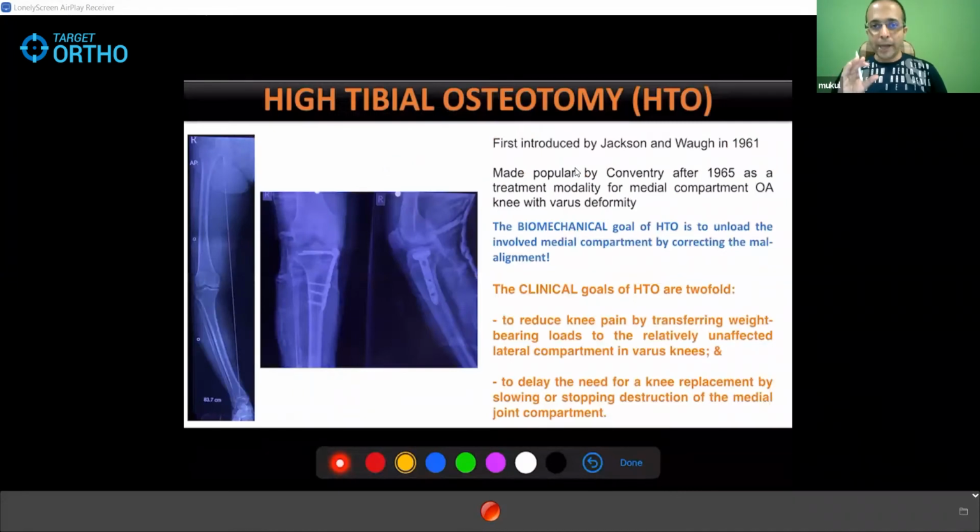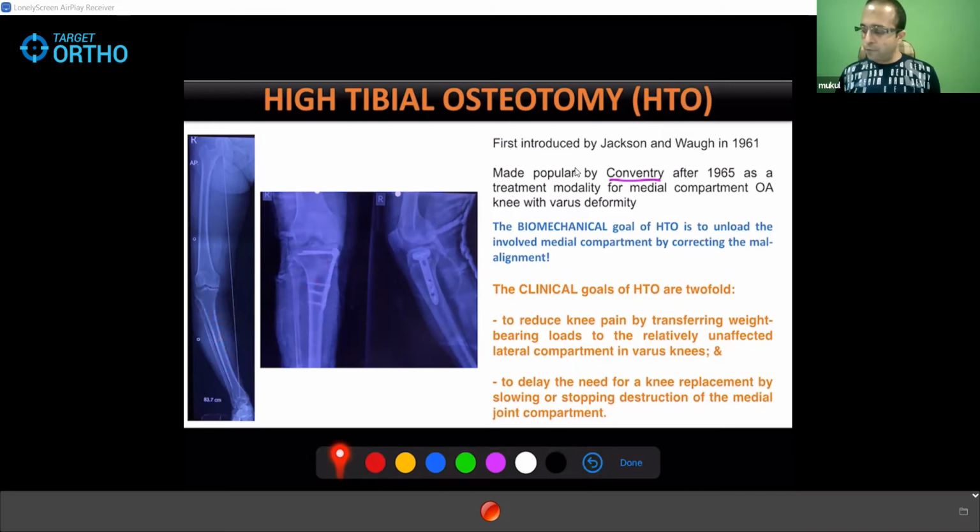High tibial osteotomy was first introduced by Jackson Burrows, somewhere in the 1960s, '61. But I think you all know the name of this person, Coventry. He's mainly responsible for popularizing this from 1965 onwards. So it's a time-tested modality. You know the biomechanical goal. So this is that varus at the knee. You cut the proximal tibia and then you straighten the alignment.